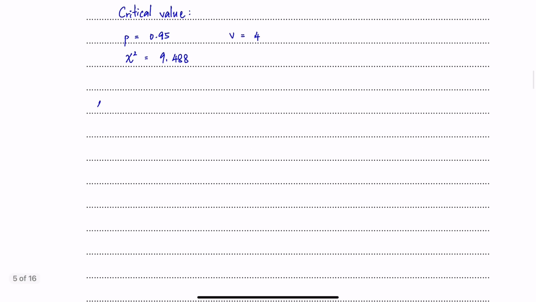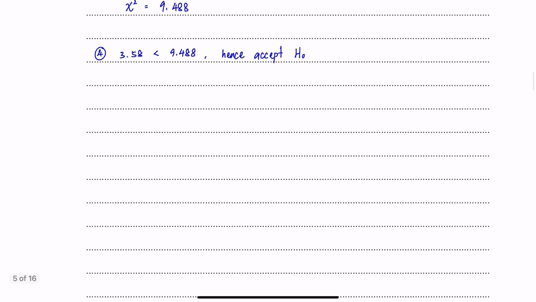Alright, so for the fourth step, we need to compare the test statistics and the critical value. So we know that the test statistics, 3.58, is less than the critical value, which is 9.488. And in this case, we will need to accept our null hypothesis. So for the chi-square test, when our test statistics is smaller than the critical value, we would need to accept our null hypothesis.